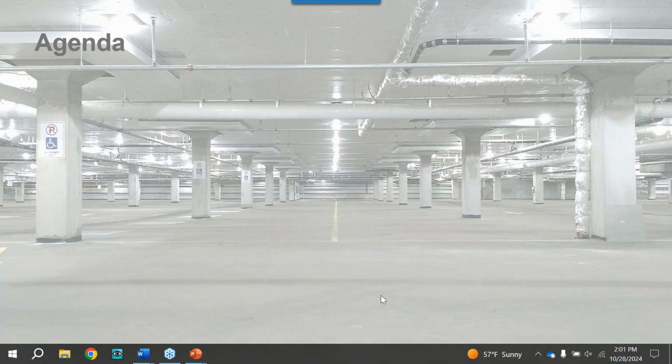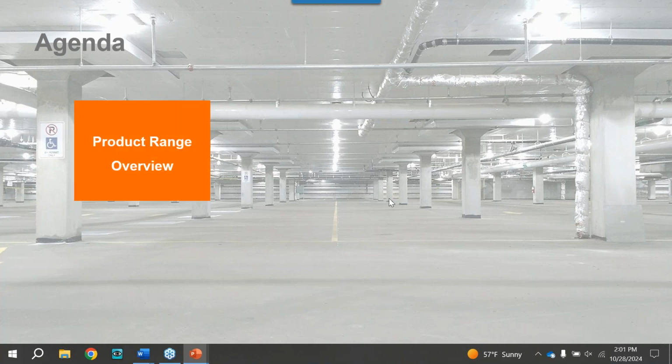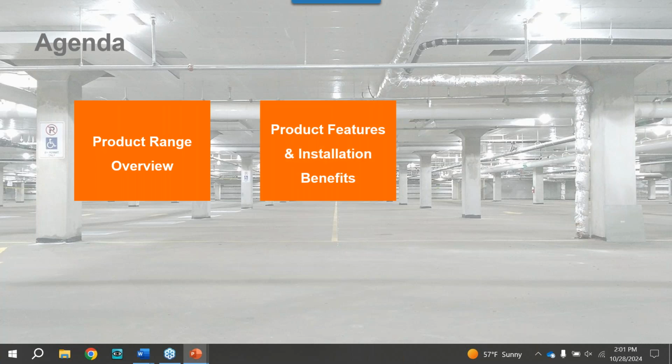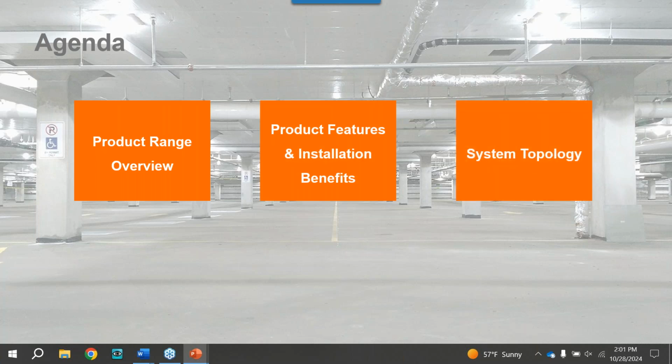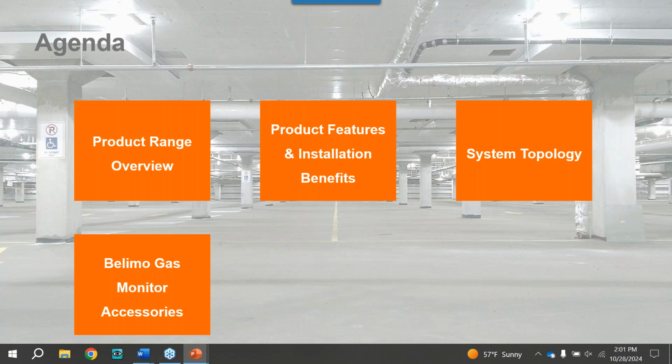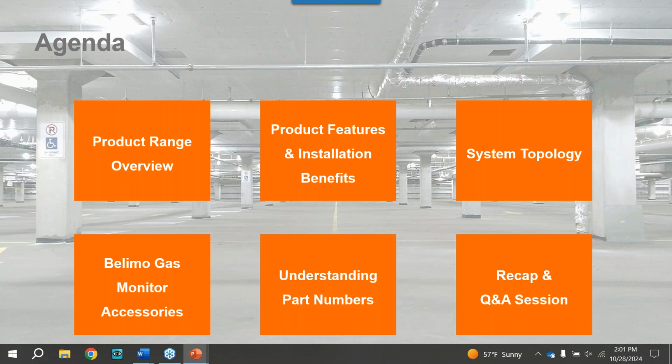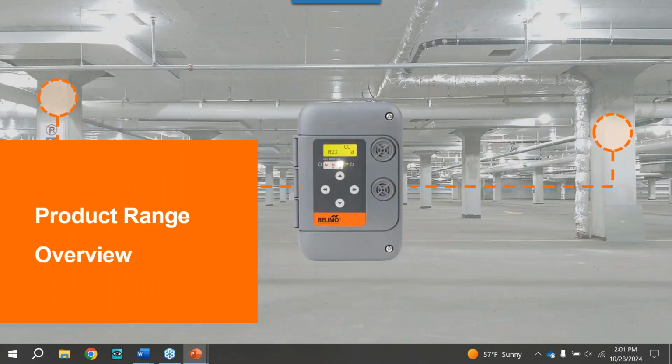So the agenda for today is, we'll go over what a gas monitor is and we'll introduce all the gas monitors that Belimo currently offers. We'll discuss their features and benefits. We'll go over the system topology, meaning the different ways that they can be wired. We'll introduce all the accessories, recognize the Belimo part numbers, and at the end, we'll go over a quick recap and answer any questions.